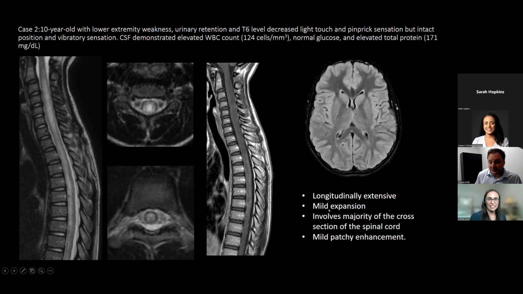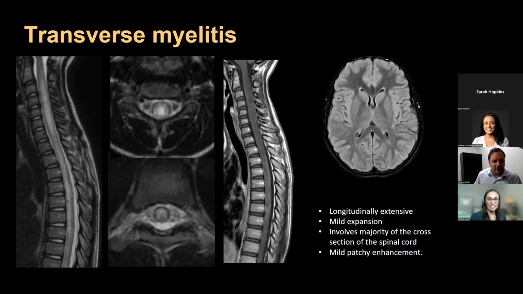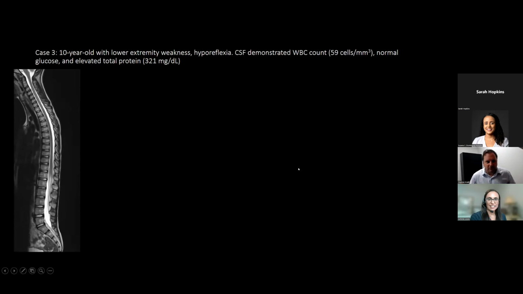This was longitudinally extensive, had mild expansion, involved really a majority of the cross section of the cord at several levels. We couldn't really give it a gray matter predominant pattern. And there was some mild patchy enhancement, really more patchy throughout the cord, not specifically the anterior horns. This patient was diagnosed with a transverse myelitis. Also, the clinical history was very important for our physicians, really with that additional sensory and urinary issues, calling it transverse myelitis instead of AFM.